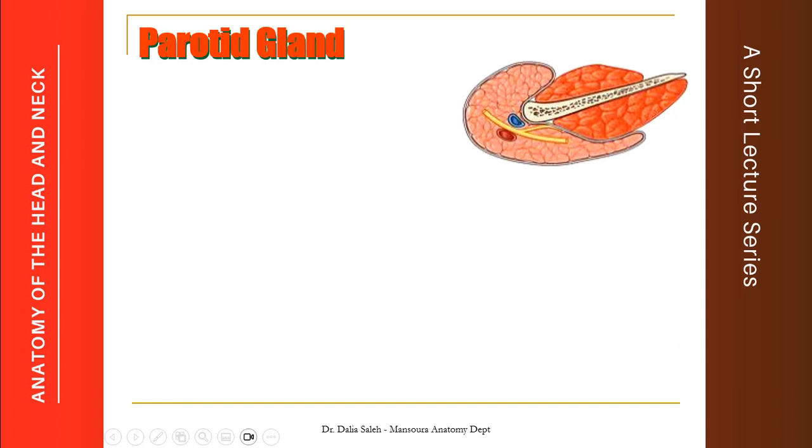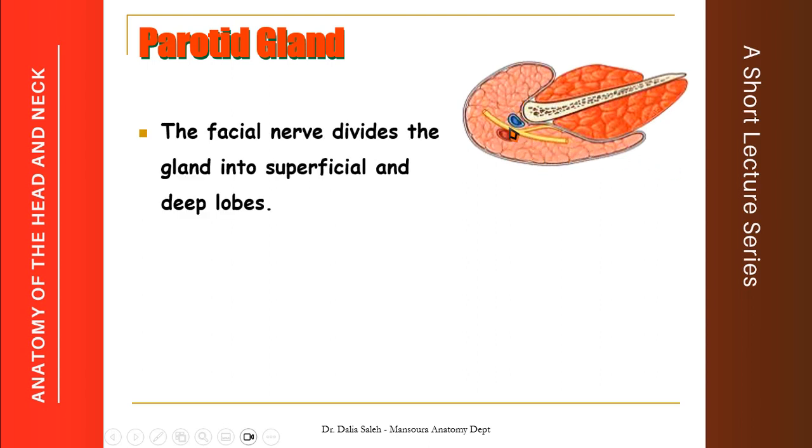In this cross section, we can see the ramus of the mandible with its two surfaces, lateral surface and the medial surface. The lateral surface here is covered by the masseter muscle and the medial surface is covered by the medial pterygoid muscle. And we can see the parotid gland curving around the posterior border of the ramus of the mandible like this. Inside the parotid gland, we have the facial nerve, which divides it into superficial part and deeper part, or superficial lobe and deep lobe.